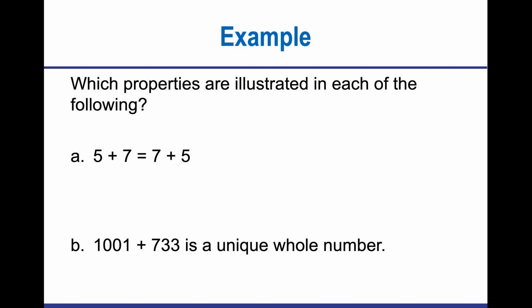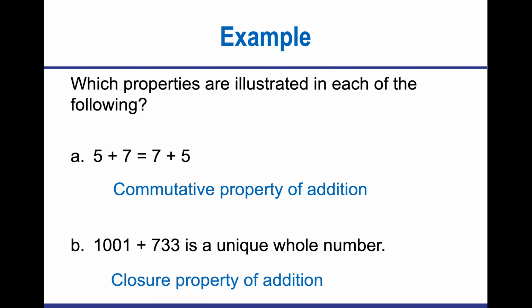So let's look at a few examples. 5 plus 7 equals 7 plus 5. So right here, we're emphasizing the fact that it doesn't matter the order that I do the addition in, I'm going to get the same thing, which means it could either be commutative or associative. Associative only happens when I have 3 or more numbers and I'm setting a group aside with parentheses. So this has to be commutative because I only have 2 numbers and I'm not trying to create a subgroup. Then in part B, I'm taking a whole number, I'm adding a whole number, and I get a unique whole number. I'm adding 2 number system classifications together. That's going to be our closed property of addition.